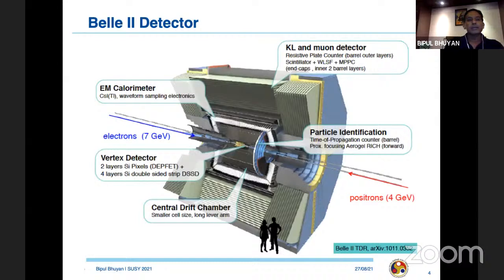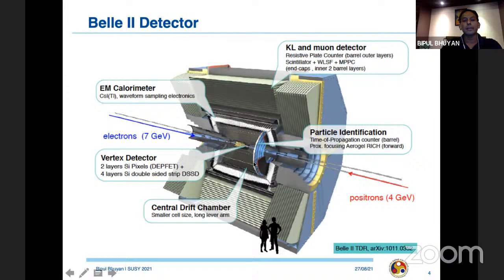All right, so you must have seen this detector before. This is the Belle II detector, where we have a new vertex detector with 2 layers of silicon pixel detector and 4 layers of silicon double-sided strip detectors for measuring the momentum of low energy particles, and also for measuring the vertex of the particles that have been produced from the collision.